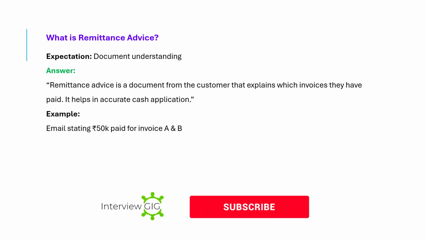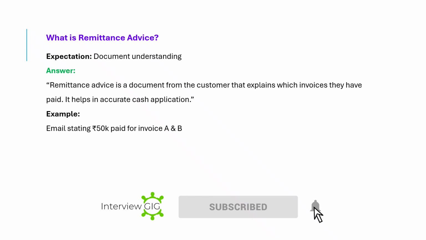What is remittance advice? Expectation: document understanding. Answer: Remittance advice is a document from the customer that explains which invoices they have paid. It helps in accurate cash application. Example: email stating 50K paid for invoice A and B.